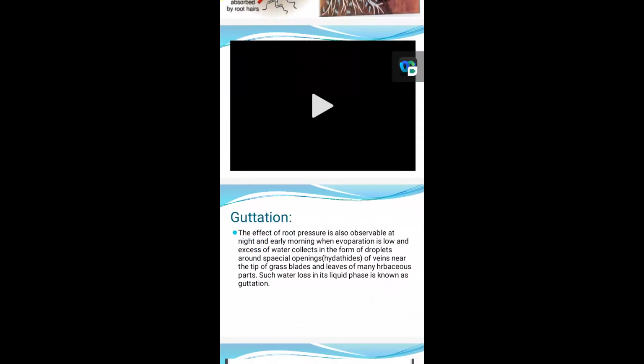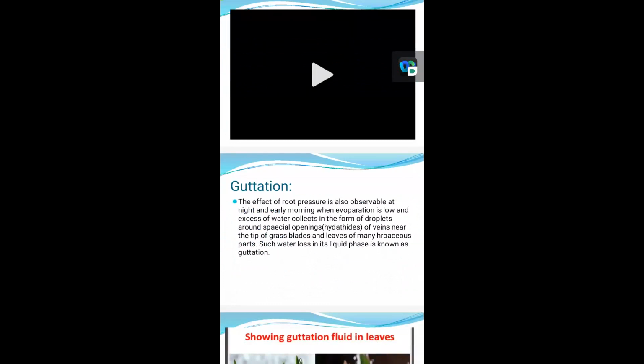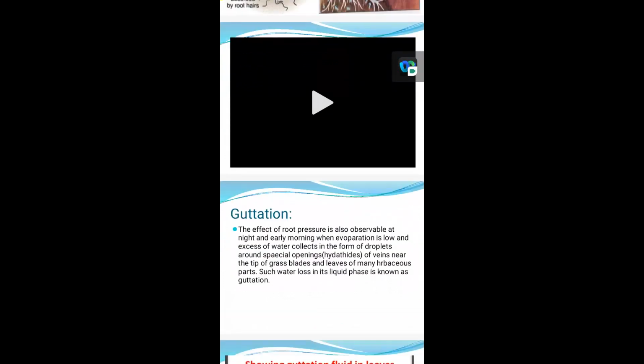And let's see one more situation related to this topic, that is guttation. Guttation is the loss of water in the form of liquid through specialized structures called hydathodes. The hydathodes are the openings present at the leaf margins. So there is a loss of water in the form of liquid through these openings, which is called guttation.